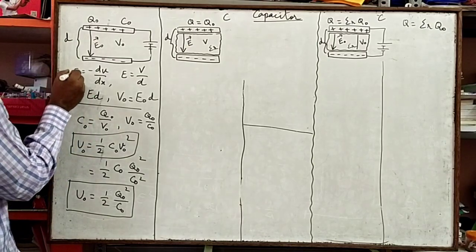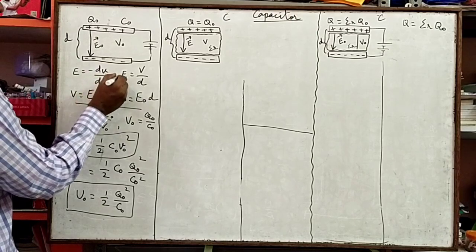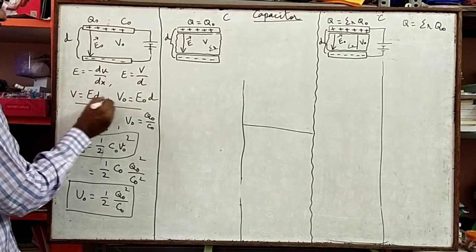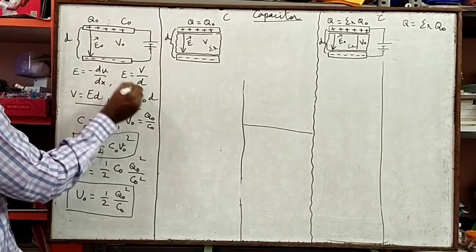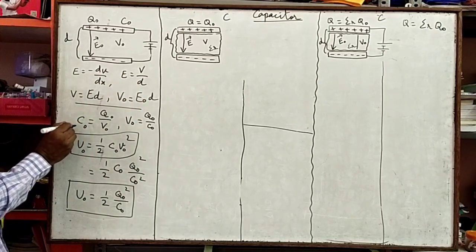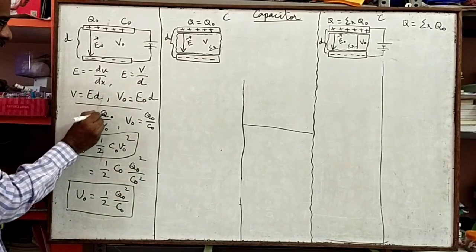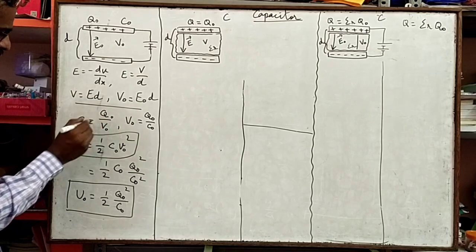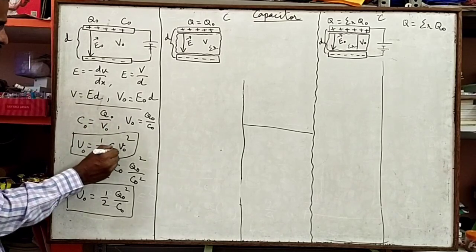Electric field is the negative potential gradient, so we can write E is equal to V by D, and in this case V0 equal to E0 into D. The capacitance of a capacitor is the ratio between the charge given to the plates and the potential developed between the plates, and the energy stored is U is equal to half CV square.